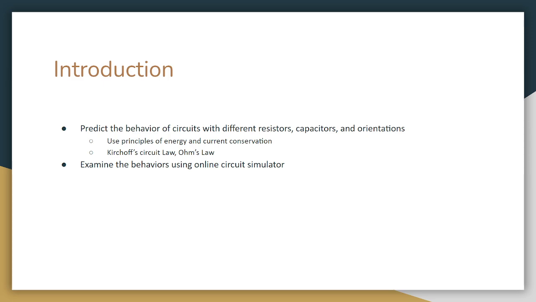The purpose of this lab is to predict the behavior of circuits with different resistors, capacitors, and orientations. To do this, we use the principles of energy and current conservation, as well as Kirchhoff's circuit law and Ohm's law. We'll use these laws to form our expected values and then compare these values with modeled values using an online circuit simulator.